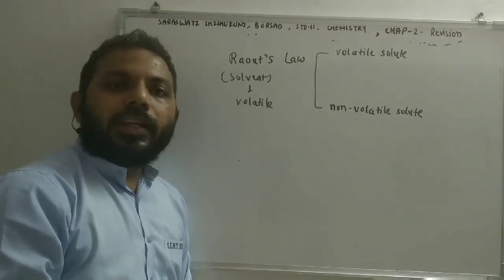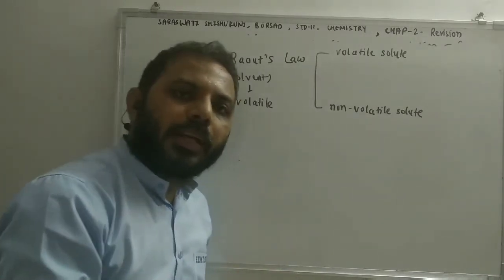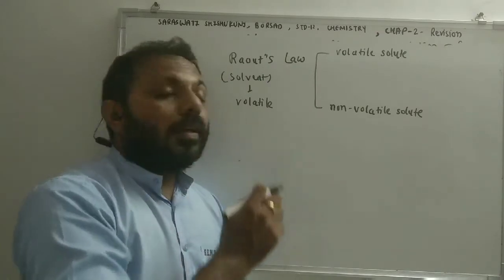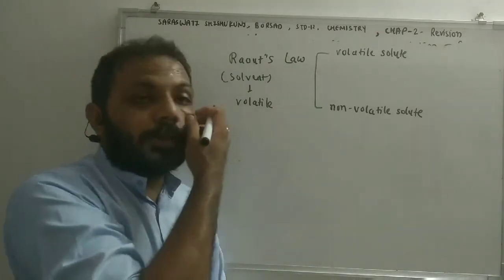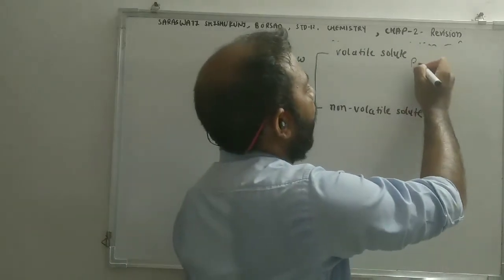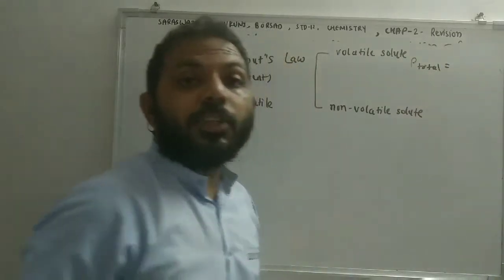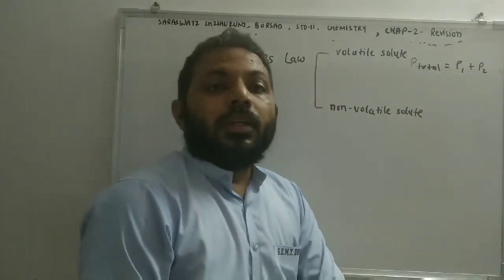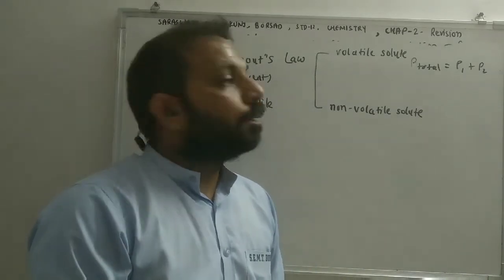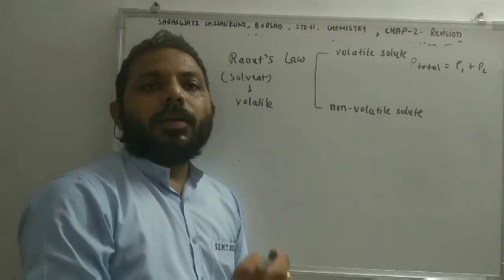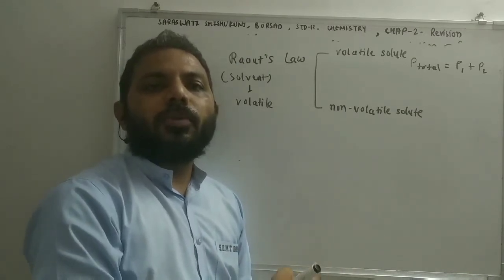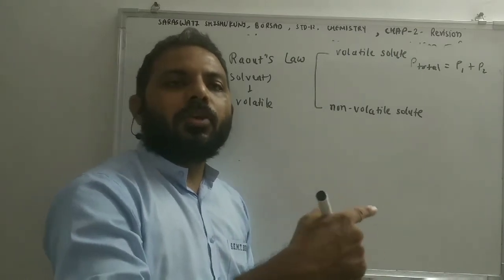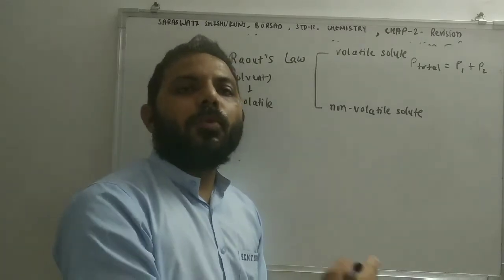Now what does it mean? Volatile means the liquids which can be converted into vapor form easily, right? Now, Raoult's law for volatile solute, then you need to write this formula, or you need to derive this formula. P total is equal to P1 plus P2. So first of all, you need to write the statement of Raoult's law for volatile solute. The partial pressure of a component is directly proportional to the mole fraction of the individual component, right?